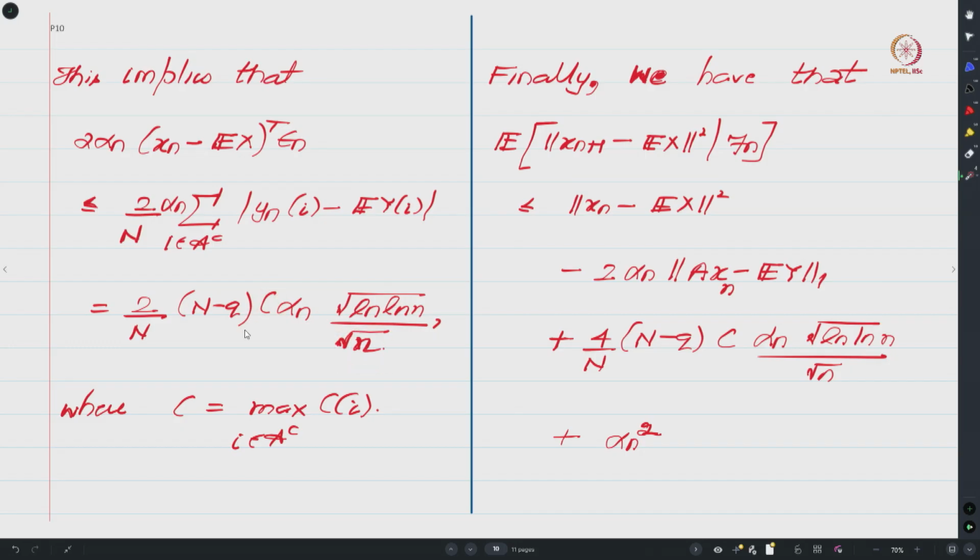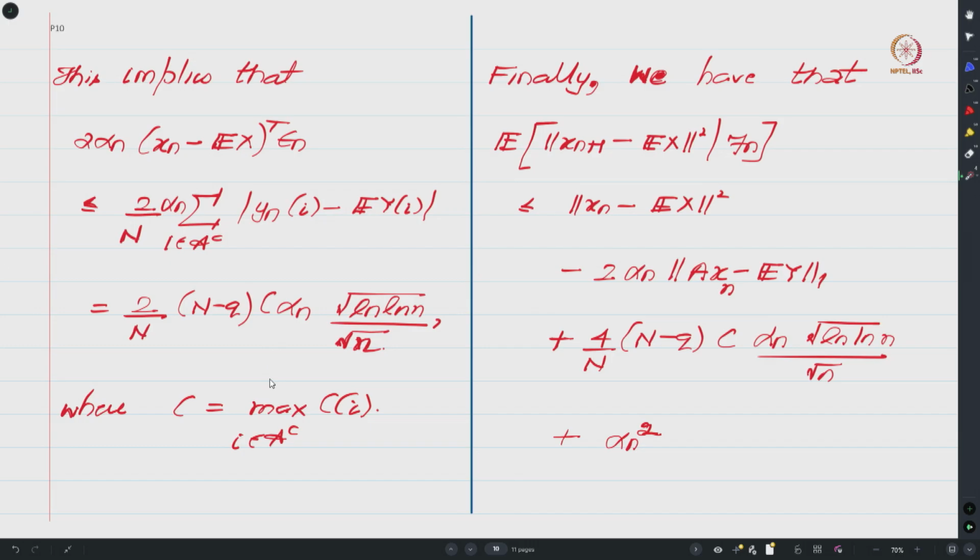Now if you define C to be the max of I in A complement C of I, you can pull this off, and since there are n minus q quantities in A complement, we will have n minus q over here, and then we will have square root log n by square root n. So the key thing that we have to keep in mind is alpha n square root log n by square root n.